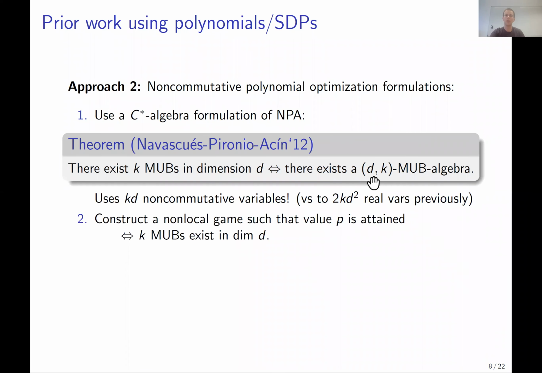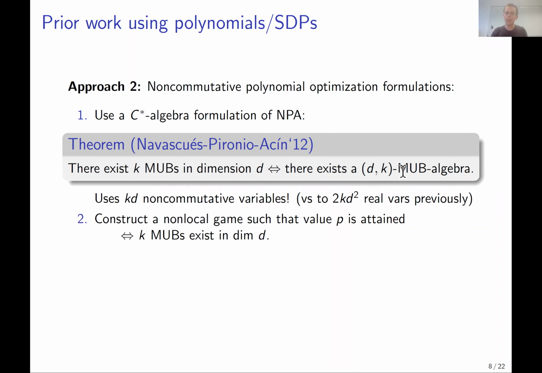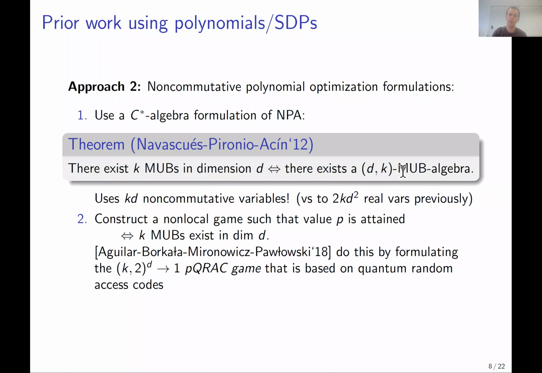This would be a kind of feasibility approach, right? Because you're looking for the existence of some algebra. And there's also, again, an optimization approach. There's a formulation that is based on non-local games. It is known that you can construct a non-local game such that this game has value p, and that value p is attained if and only if there exist K-MUPs in dimension D. Such a game was constructed, for instance, by Aguilar and others, and it was based on quantum random access codes. It's a nice formulation, but it's not equivalent to the one from NPA.